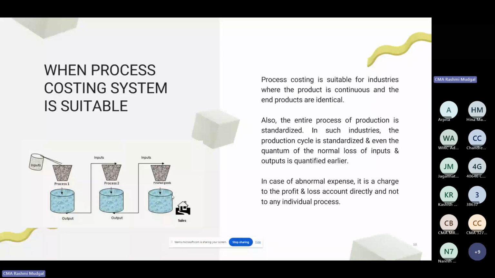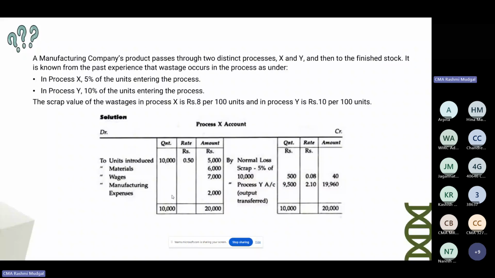Also, we can see here that in these processes there is a loss which can be normal, which can happen, and which has already been estimated. For example, it is a normal loss: 1%, 2% will definitely be scrapped in process one, and it can be the same in the second process. Okay, so normal loss is associated with the process account, but abnormal losses are charged to the P&L directly, not to the individual process. We can see one example, and get into process costing through it.